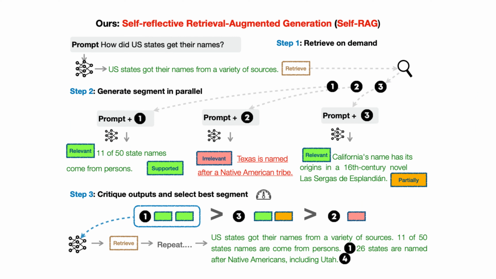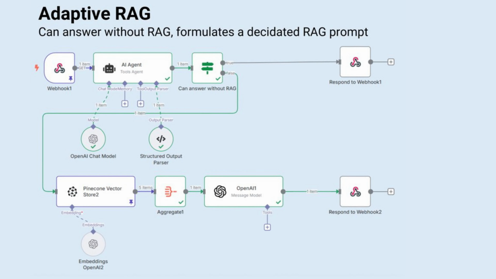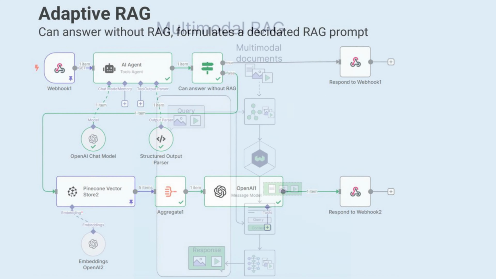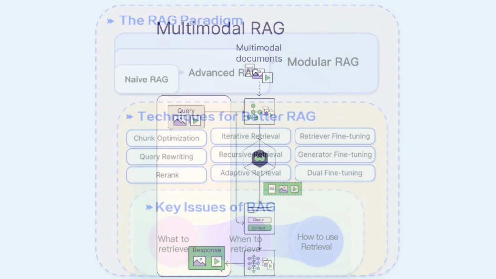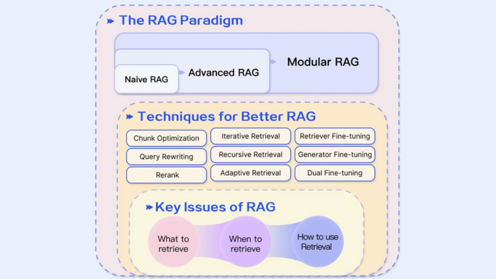5. Self-RAG, the model checks its own retrieval quality and refines outputs, slashing hallucinations via self-reflection. 6. Adaptive RAG, smartly tweaks retrieval based on query complexity, like skipping for easy questions, boosts real-time efficiency. 7. Multimodal RAG, goes beyond text to handle images or audio, retrieving across modes for vision language apps.